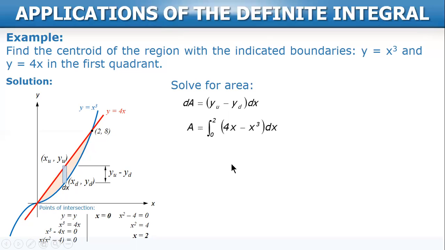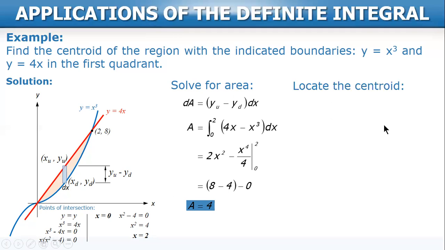Okay. We have this: from 0 to 2, y up, the straight line, minus y down, x cubed. Then using power rule, we have this, and then evaluate from lower to upper limit. The area is equal to 4. So after this, we locate the centroid. Okay, so this is for x bar.